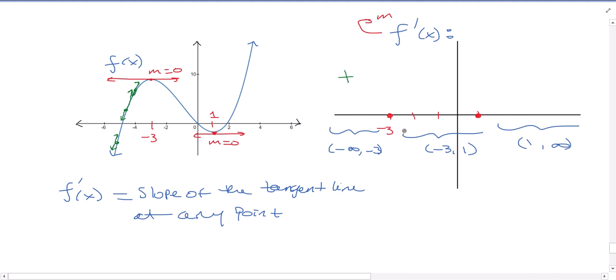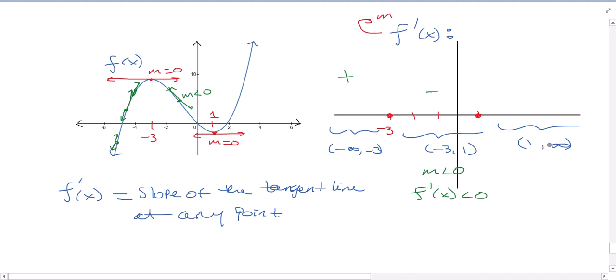And then what happens between -3 and 1? What is the derivative? If I draw tangent lines in this region, now my tangent lines have slopes that are negative, right? Less than 0. So in here, the slopes are negative. So I'm going to be down here somewhere because the slope is less than 0. So that means f prime of x is less than 0. So we're going to be underneath the axis.